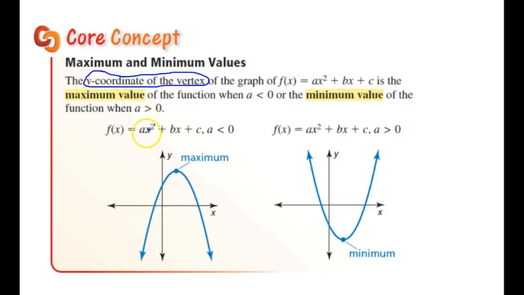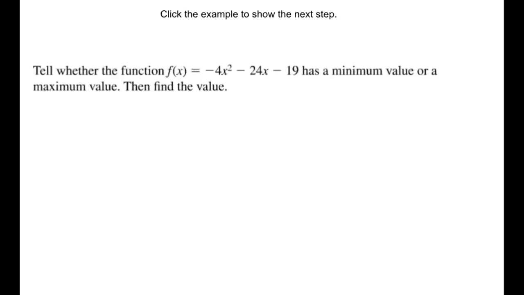And don't forget that when a is less than 0, when there's a negative out front, it's going to be a maximum value because my graph opens down. And if a is positive, it's going to be a minimum value. It's the smallest value because my graph opens up. So just remember again, we're looking for the y-coordinate of my vertex.